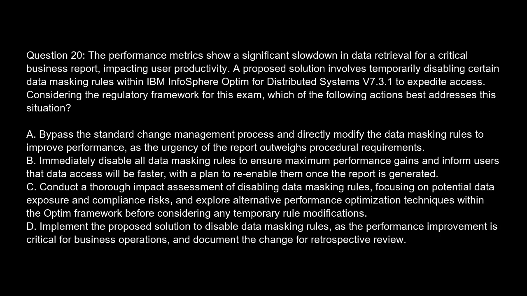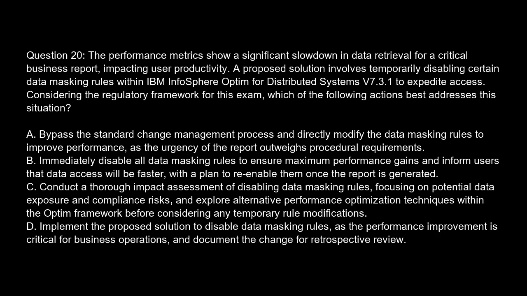Option A. Bypass the standard change management process and directly modify the data masking rules to improve performance, as the urgency of the report outweighs procedural requirements. Option B. Immediately disable all data masking rules to ensure maximum performance gains and inform users that data access will be faster, with a plan to re-enable them once the report is generated.